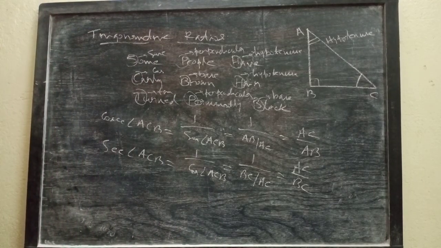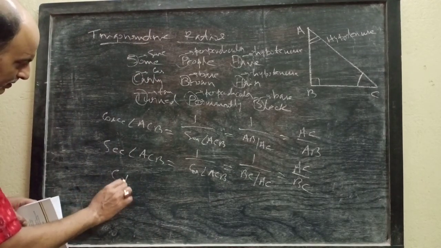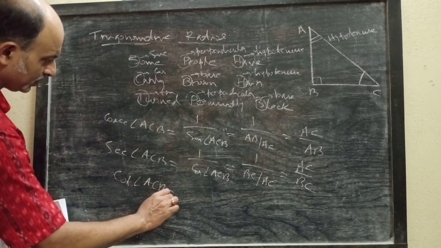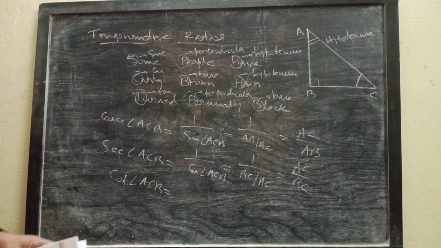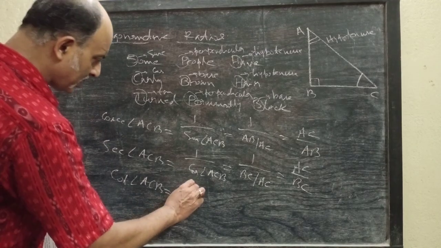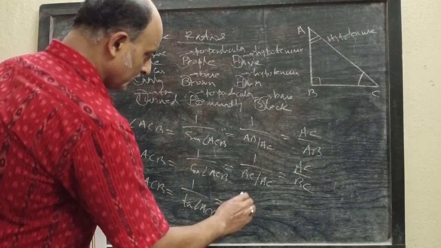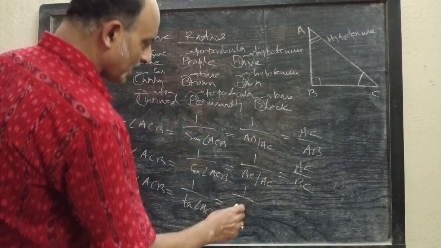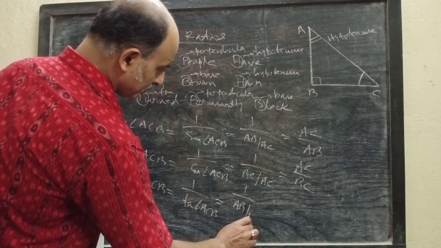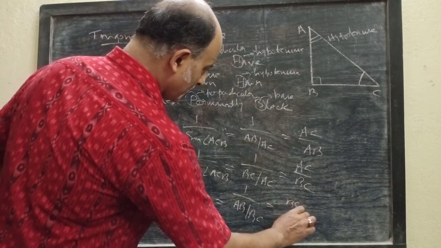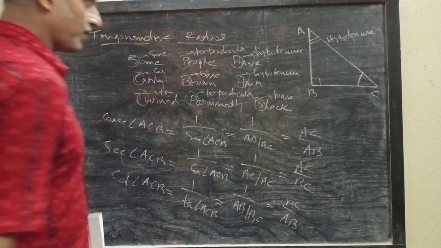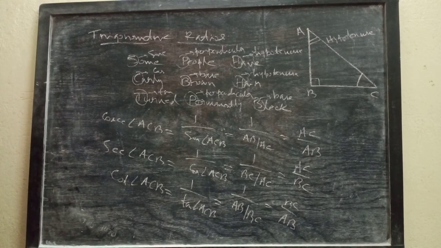Next, cotangent. Cot angle ACB. Cotangent and tangent are reciprocal of each other. So cot angle ACB will be 1 by tan angle ACB. 1 by tan angle ACB was AB by BC. So this ultimately becomes BC by AB. These are all the 6 ratios with respect to the angle ACB.